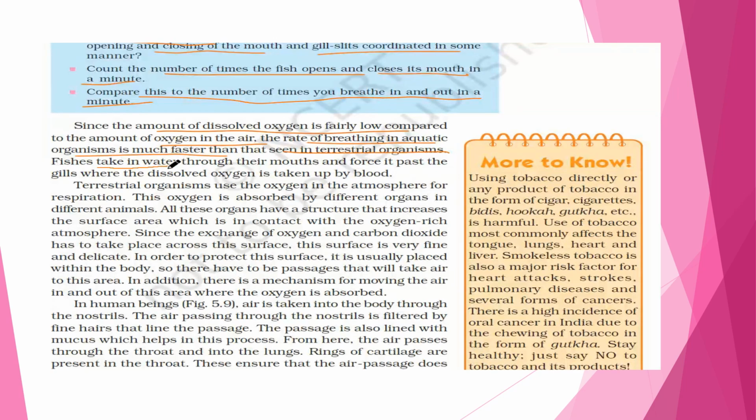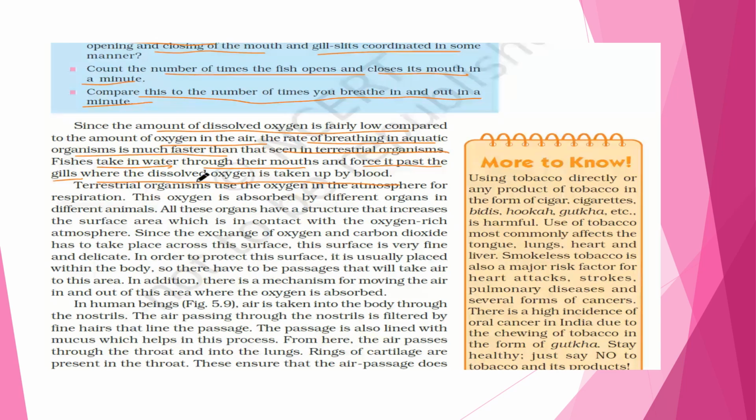So fishes take in water through their mouth and force it past the gills, where the dissolved oxygen is taken up by the blood. They take in water through their mouth and release the water from their gills. How? That oxygen is absorbed by the blood vessels near the gills, and they are exhaling their carbon dioxide and absorbing the dissolved oxygen into their blood through the gills. So this is the process in fishes.